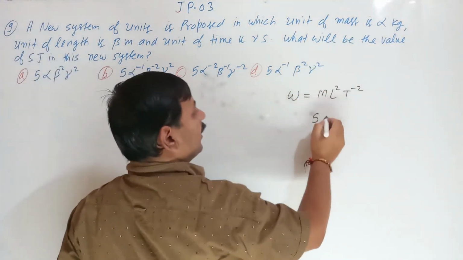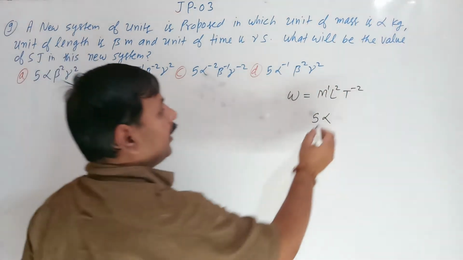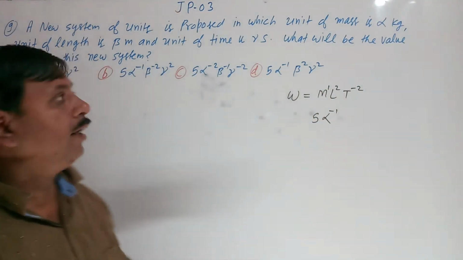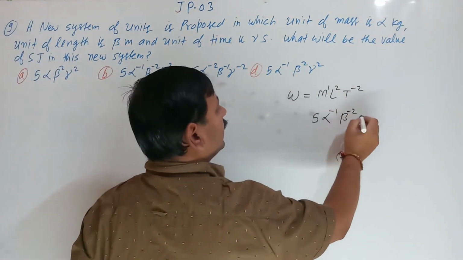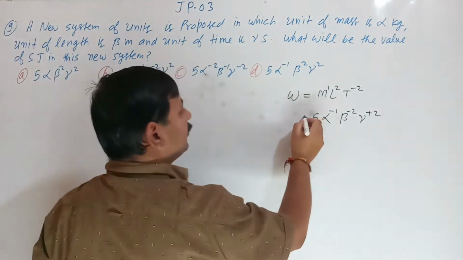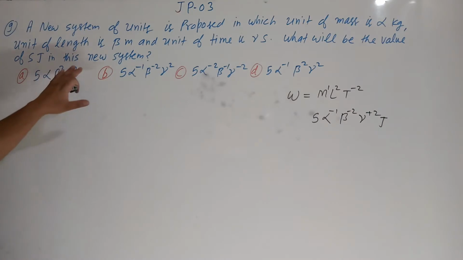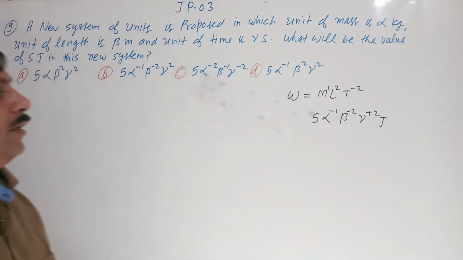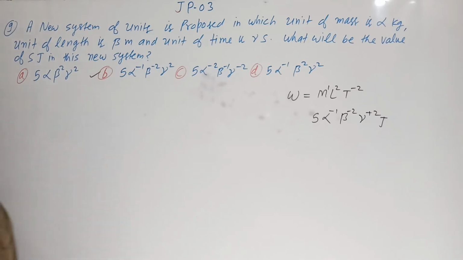Mass becomes reverse. M power 1, here alpha power minus 1. L, beta power minus 2, and gamma power in reverse order, that is plus 2. So that is one joule. In the new system, 5 joule will be 5 alpha power minus 1 beta power minus 2 gamma power plus 2. So here we can see B option is correct.